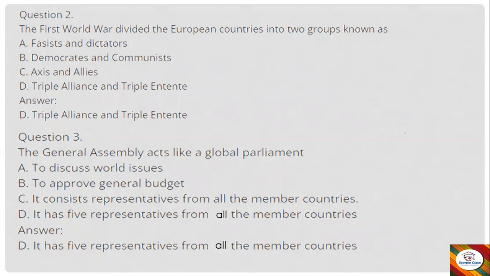Question 3. The General Assembly acts like a global parliament. A. To discuss world issues. B. To approve general budget. C. It consists of representatives from all the member countries. Or D. It has 5 representatives from all the member countries. The correct answer is option D. It has 5 representatives from all the member countries.